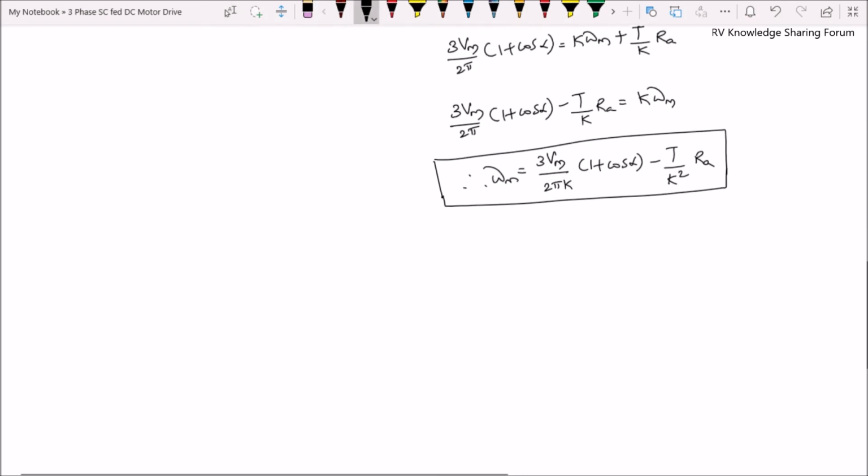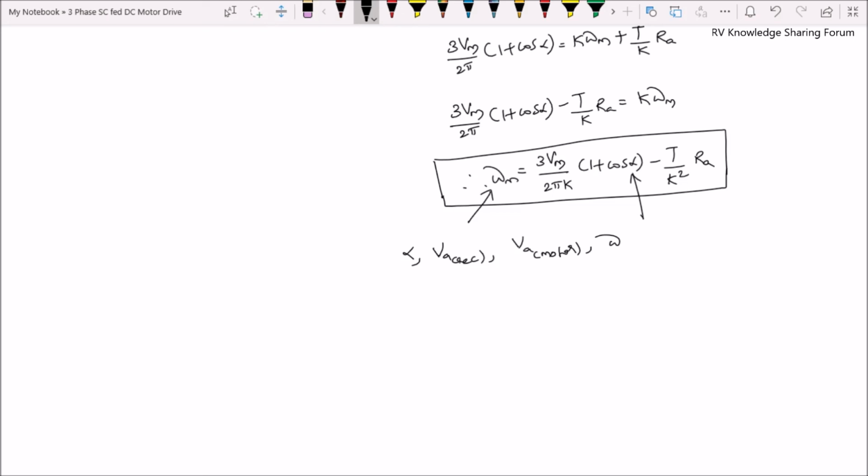Based on this equation, now let us make the speed torque characteristics. Here our main intention is to control the speed of a DC drive by means of using a three-phase semi-converter. If you look at this equation, if we change the firing angle, the speed will change. When we change the firing angle, the average output voltage of the rectifier changes, so the armature voltage across the armature terminals of the motor changes. When this armature voltage changes, obviously the speed changes. That means this is the armature voltage control technique.